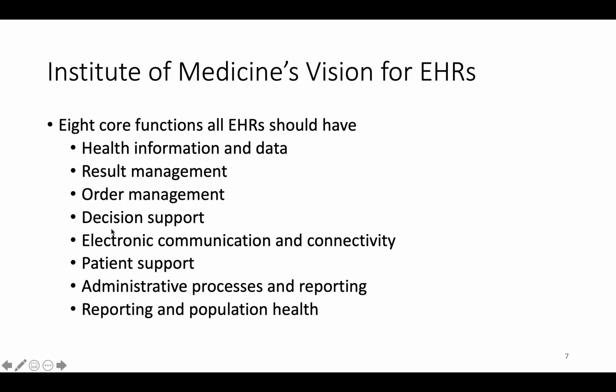So this is a decision support system. When you order medication, the system notifies you whether there is a contraindication or if the patient has an allergy to this medication. This is one of the ideas of decision support systems. One of the main functions as well is electronic communication and connectivity. We just spoke about interoperability.